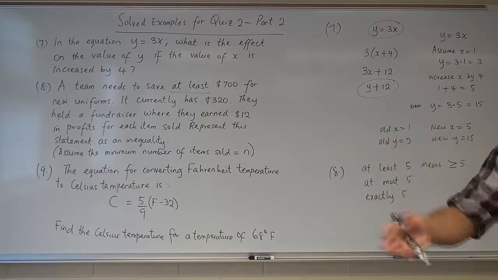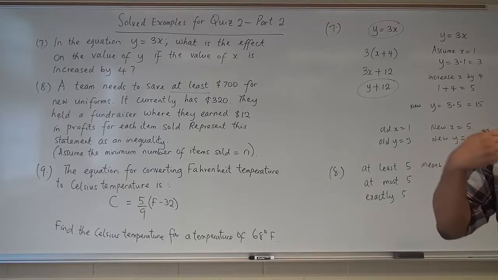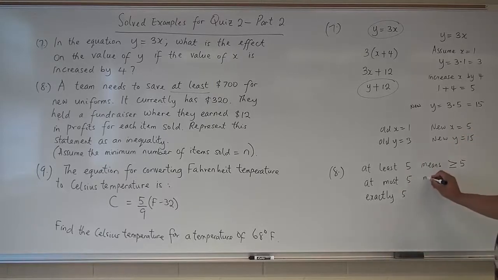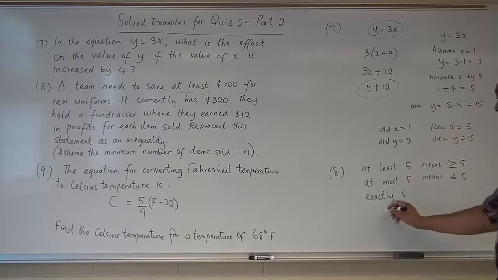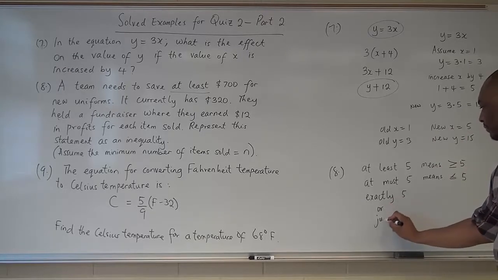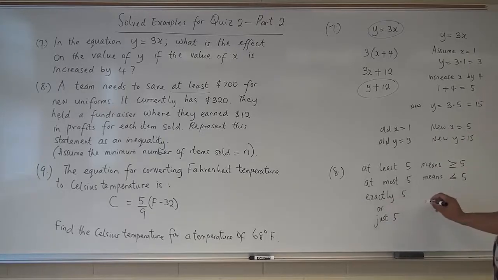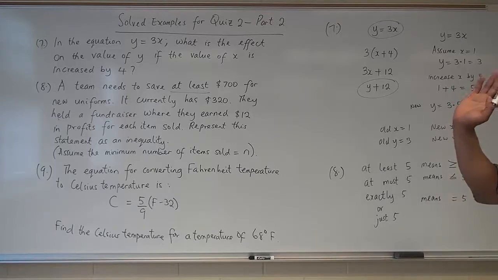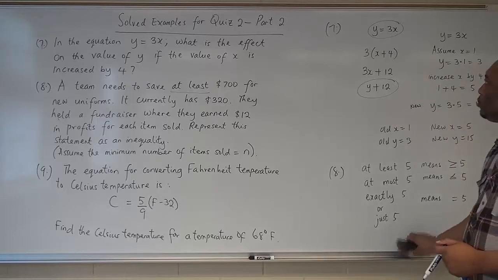At most 5 oranges means less than or equal to 5. Okay, then exactly I need 5 oranges, just 5. You can say exactly 5, or you say just 5. It means equal to 5, just 5. Okay, now let's go ahead and see how we can do this question 8.